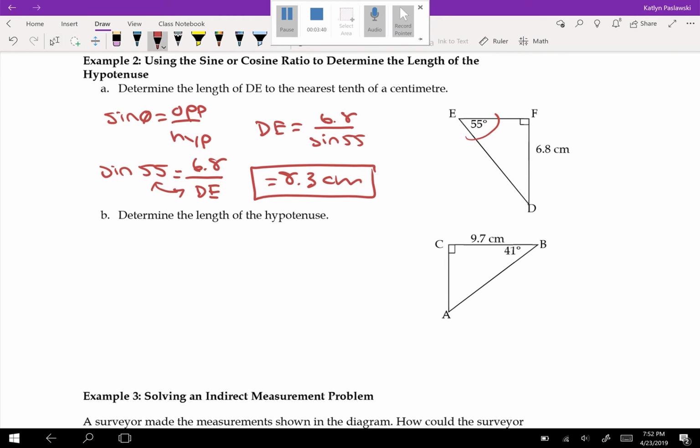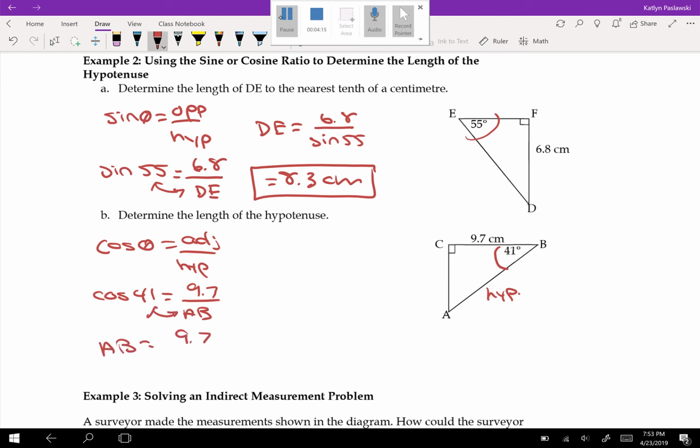Triangle ABC, solving for the hypotenuse. I find my angle here, angle 41. I want to find the hypotenuse, and I am given the adjacent. So in this case, I'm going to use cos, adjacent over hypotenuse, because that's the information I'm given in the triangle. I'm going to substitute the information that I know. So cos 41 is equal to 9.7 divided by the length of AB. When I have an unknown variable on the bottom, I just need to swap. So AB is equal to 9.7 divided by the cos of 41. Punch that into the calculator, I get 12.9 centimeters.